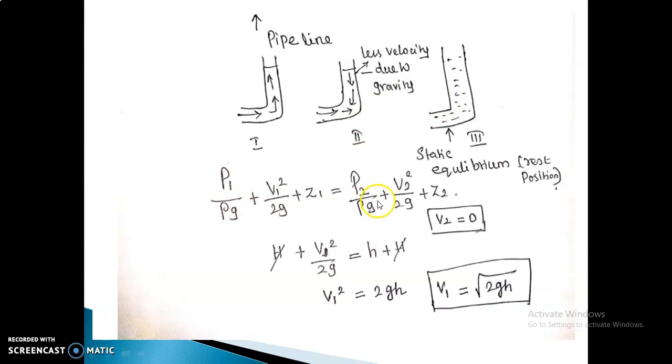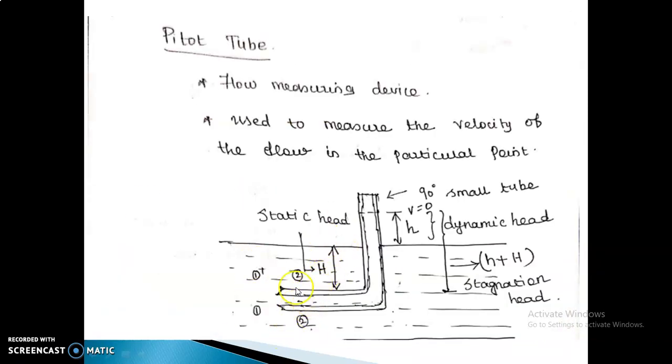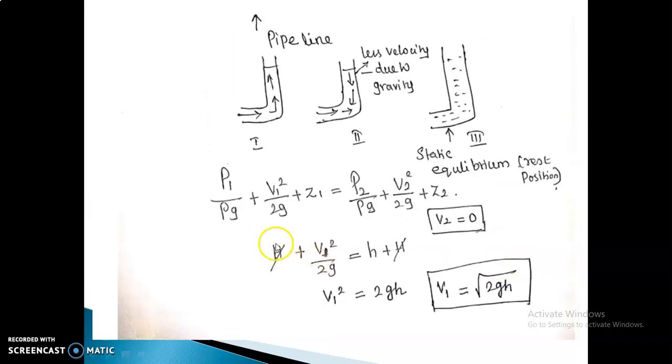So based on Bernoulli's expression, P1 by rho g plus V1 square by 2g plus Z1 is equal to P2 by rho g plus V2 square by 2g plus Z2. We know Z1 and Z2 are both equal, so I am going to cancel those two. This P1 pressure head, from the previous diagram, is nothing but your static head. And from this point to this point, it is going to be h plus capital H. So this h plus V1 square by 2g is equal to, since it is already stagnant, velocity V2 equal to 0.